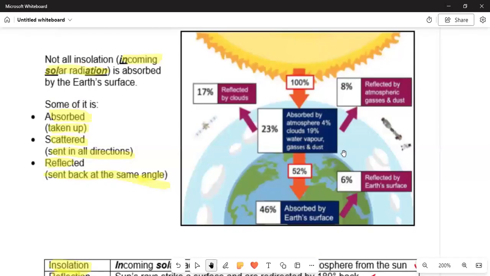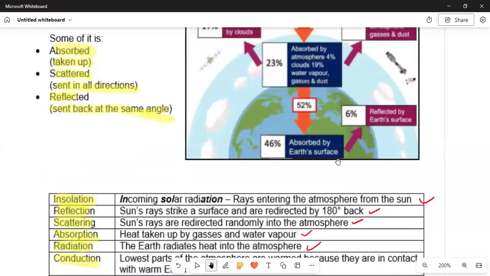And then what happens is that directly from the earth, 6% is refracted by the earth's surface going up, and then we are saying that it's reflected to the atmosphere, and 17% is reflected by the clouds. That is what we are saying. And then we are saying not all insolation. What is insolation? It is absorbed by the earth's surface, not all. Some of it is absorbed, taken up, others are scattered, sent in all directions, and then the other ones are reflected in the ozone layer.